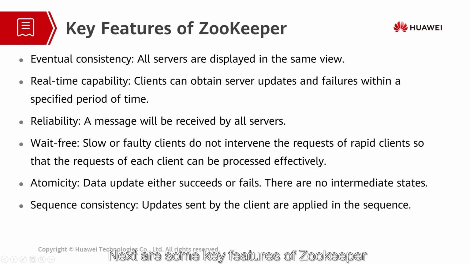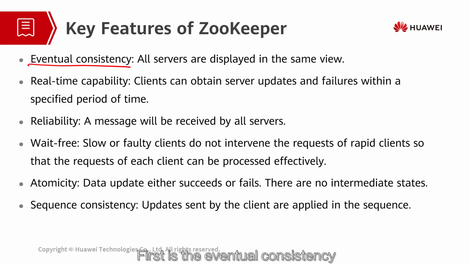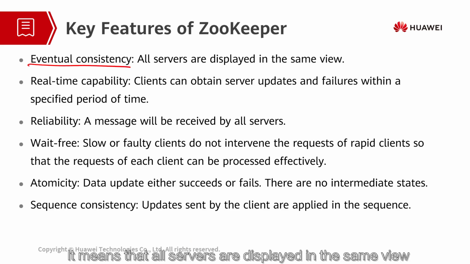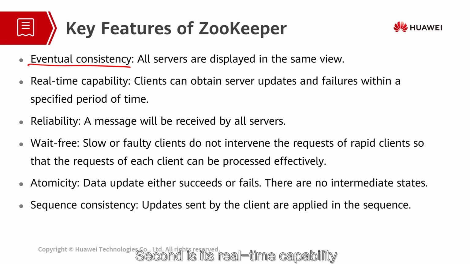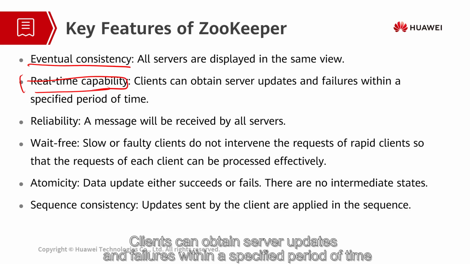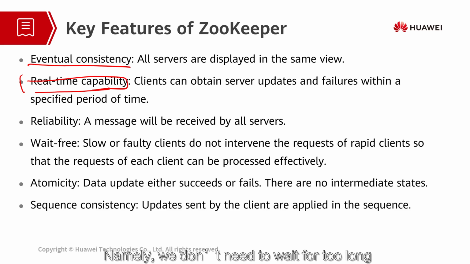Next are some key features of ZooKeeper. First is the eventual consistency. It means that all servers are displayed in the same view. We will show you the reading process of ZooKeeper, and the eventual consistency property plays an important role in the reading process. Second is its real-time capacity. Clients can obtain server updates and failures within a specified period of time. Namely, we don't need to wait for too long. Third is reliability.